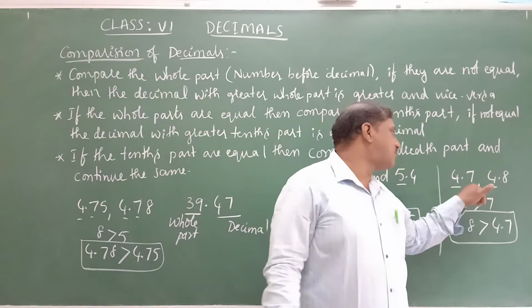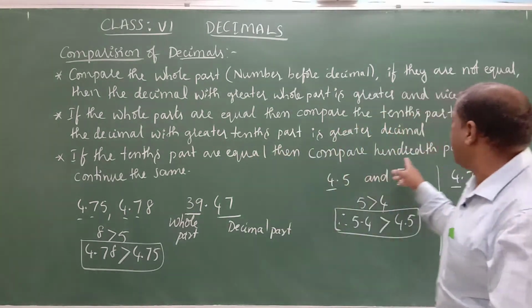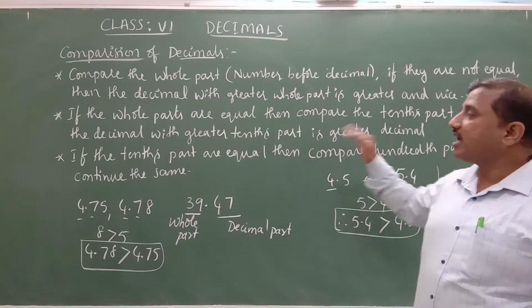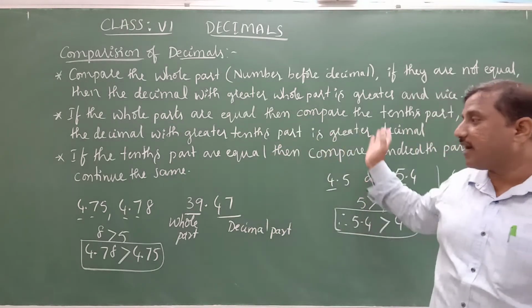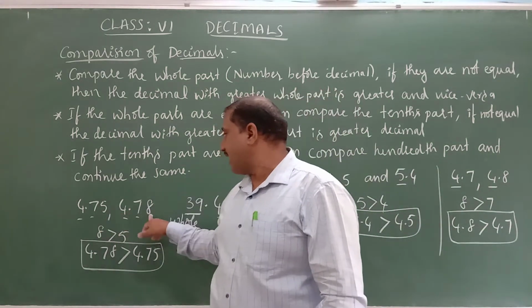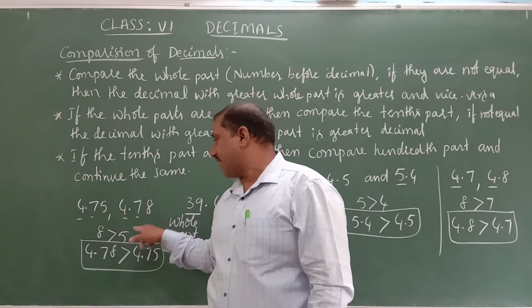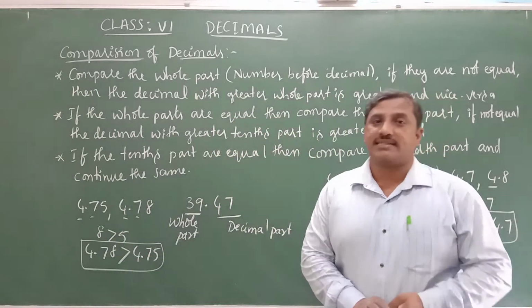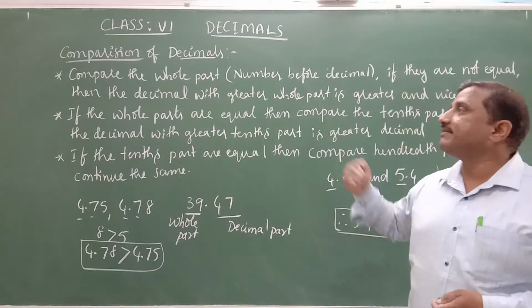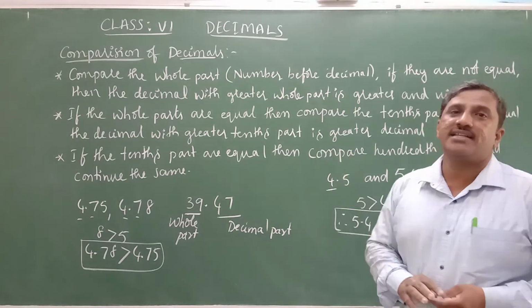Even if the 10th place digits are also same, then compare the 100th part and continue the same. That is, if the 10th digits are same and the difference is there, 5 and 8, as 8 is greater than 5, therefore 4.78 is greater than 4.75. Like this, we will compare the decimals. I hope you understand the comparison of decimals.